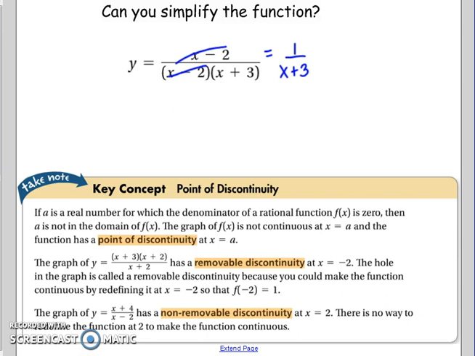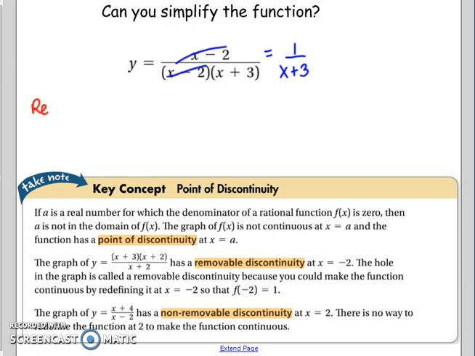So this little box is going to explain the differences between the two types of discontinuity. So basically, there's two types of discontinuity. So you can have removable or non-removable. And the names mean exactly what they sound like. So if you remove something, it's removable discontinuity. If you do not remove it, it's non-removable discontinuity. So if we look at the function that we just simplified, we got rid of the x minus 2's. We canceled them out. So we removed them.